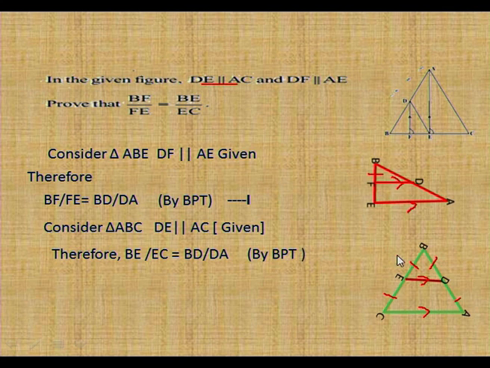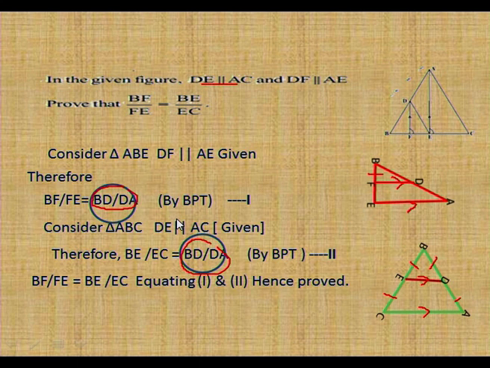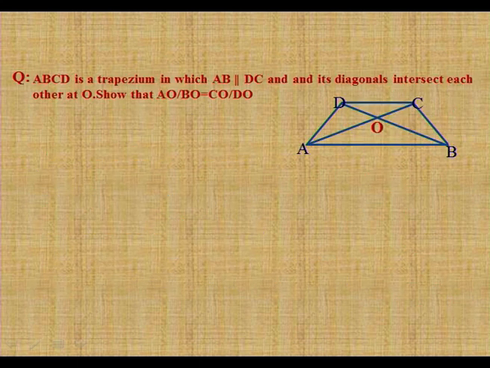This is equation 2. Compare both the equations, here BD by DA and BD by DA. By using the transitive property, BD by DA is equal to BF by FE, and BD by DA is equal to BE by EC. By using the transitive property, the left hand sides of those two equations are also equal. Hence, proved.